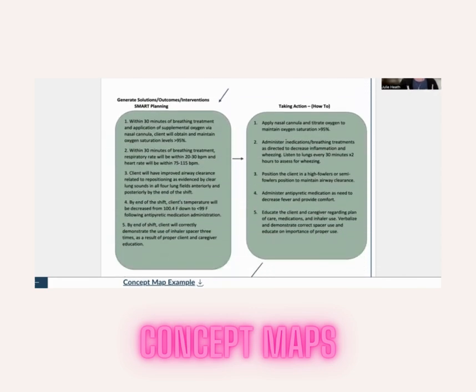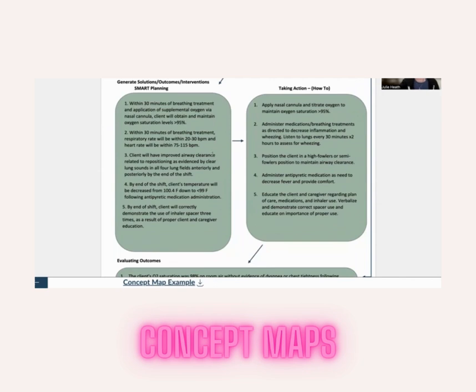So critical thinking. Then we're going to go to the SMART planning. So this section, take a look at how they word it. Take a look at what they're wanting to include and what their goals are. Okay. So for example, within 30 minutes time of breathing treatment, they're being specific, and application of supplemental oxygen via nasal cannula, so specific and relevant.